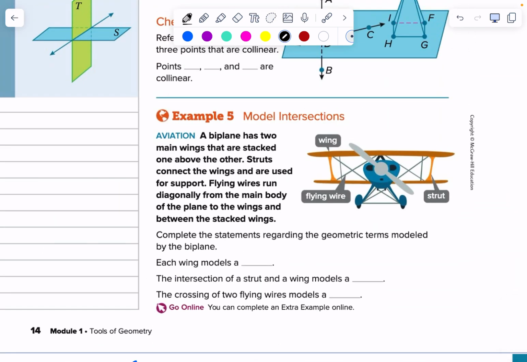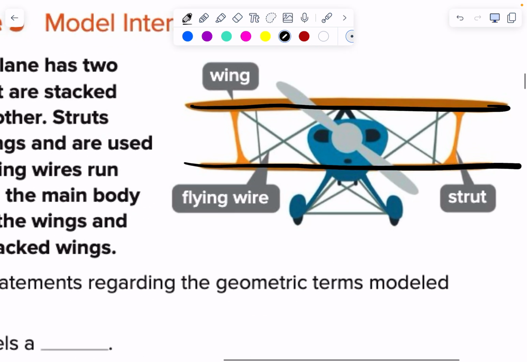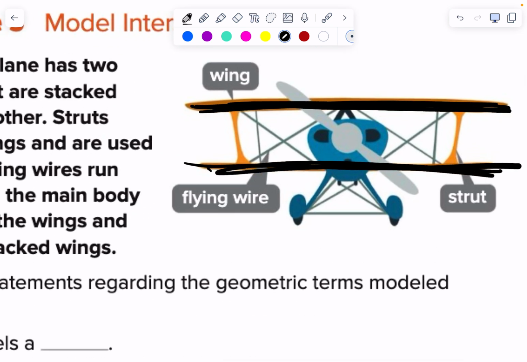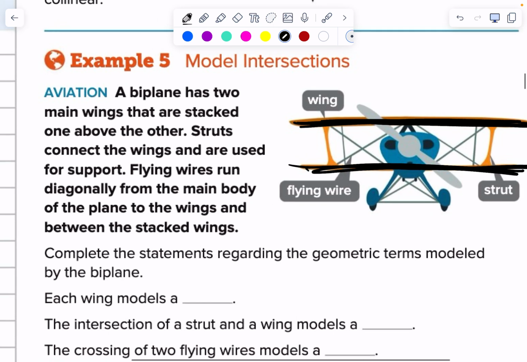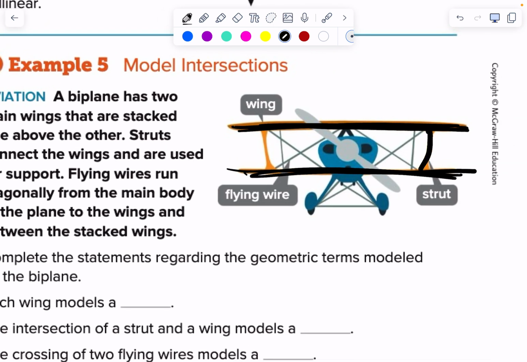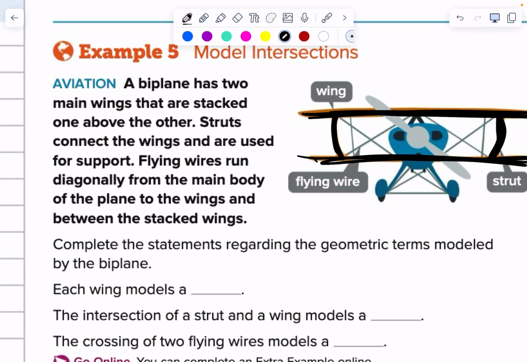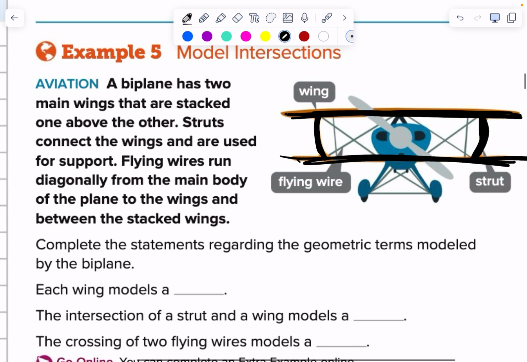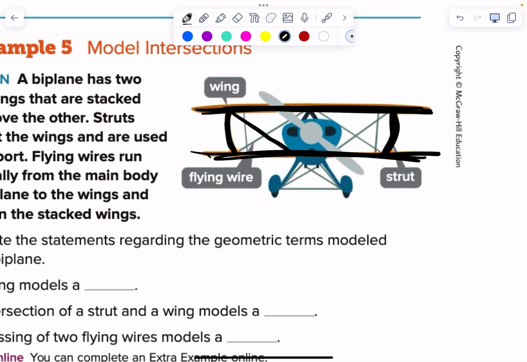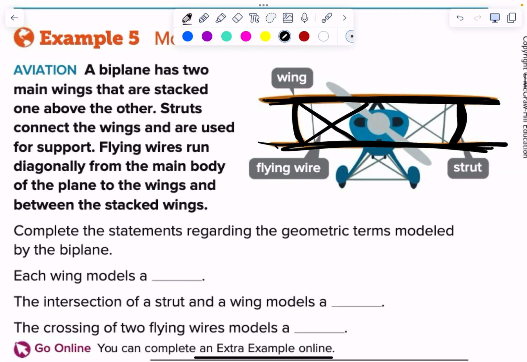Modeling intersections. A biplane has 2 main wings that are stacked one above another. Okay, these look like they are parallel. These are my 2 wings, this guy and this guy, stacked on top of each other. Struts connect the wings. So these guys are struts right here, and are used for support. Flying wires run diagonally from the main body of the plane to the wings and between the stacked wings. So these are my flying wires to hold everything in place.